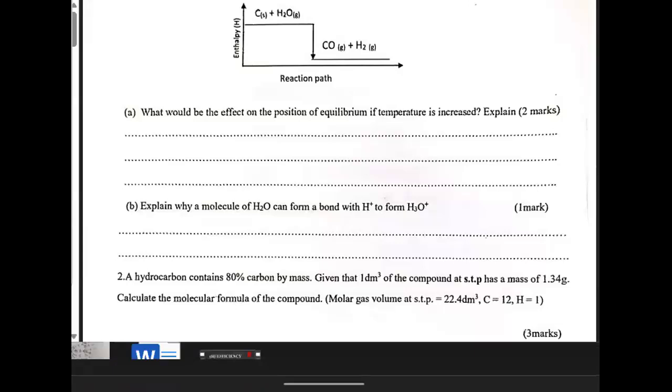Before you continue, I'd like to ask, what does the question mean by saying position of equilibrium? What does the question mean?